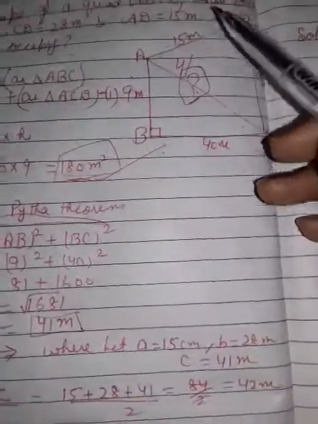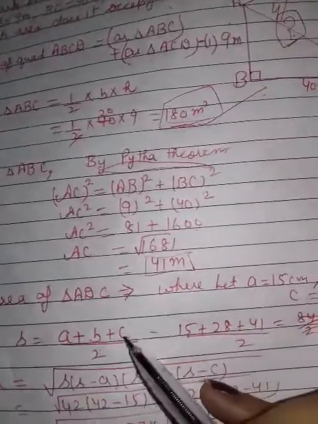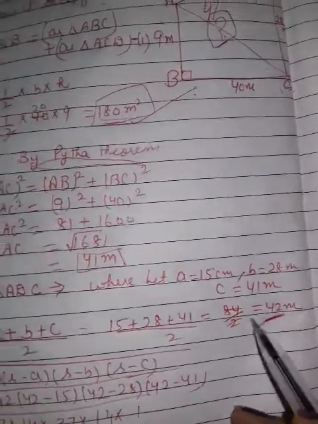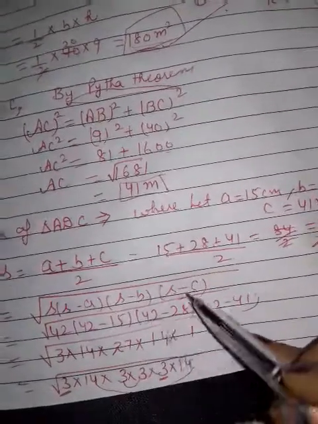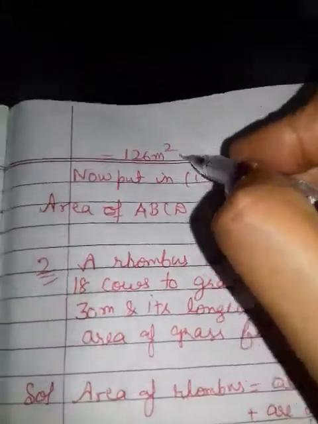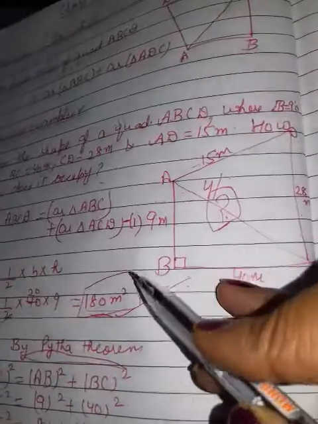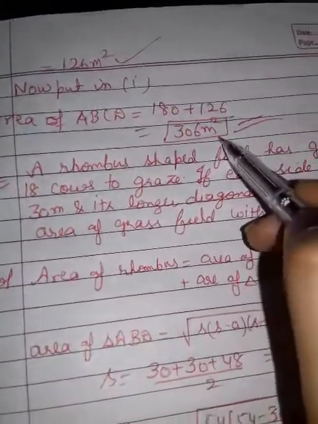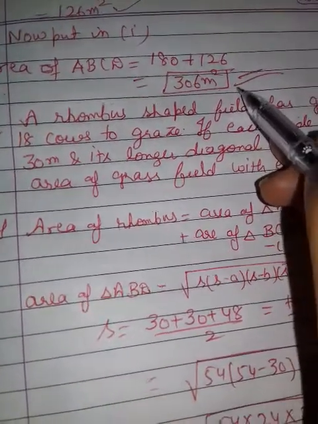Let us take this as A, B and C. Firstly you will find S, which is A plus B plus C upon 2. Then you will put the area in the given formula. Then you will make pairs of its prime factors. You are getting 126 meters square. Now you have both the areas. Firstly you got 180, now 126. Both you will add to find the area of quadrilateral ABCD. I hope you are getting it.